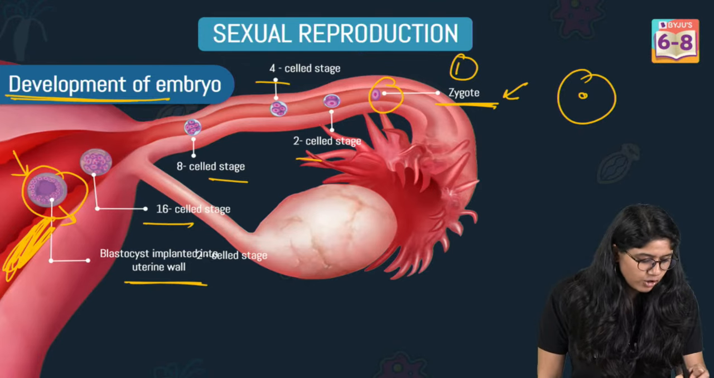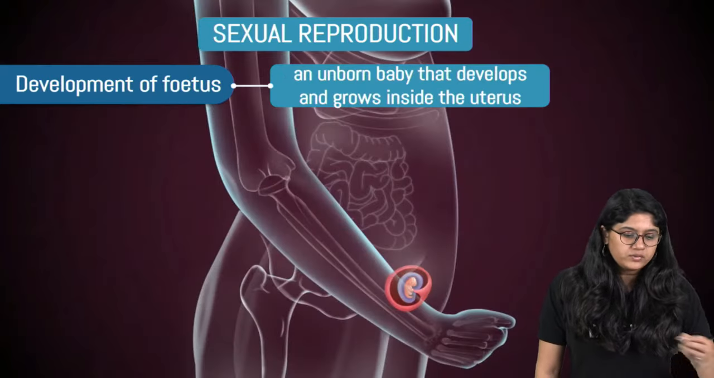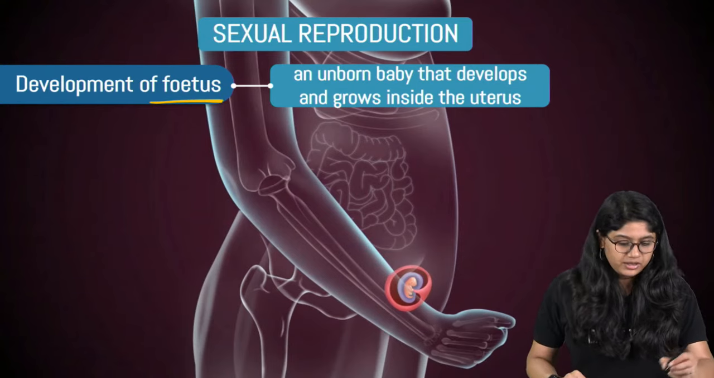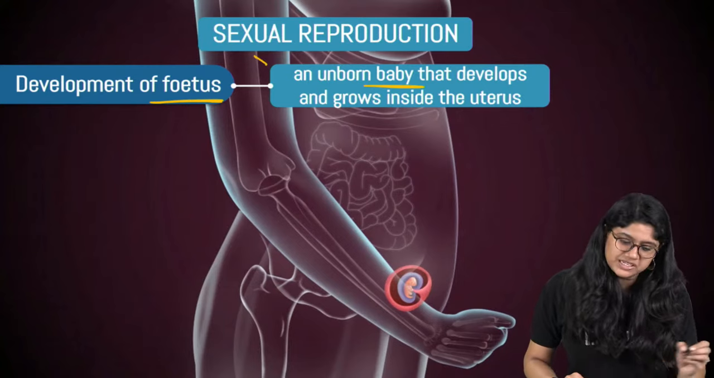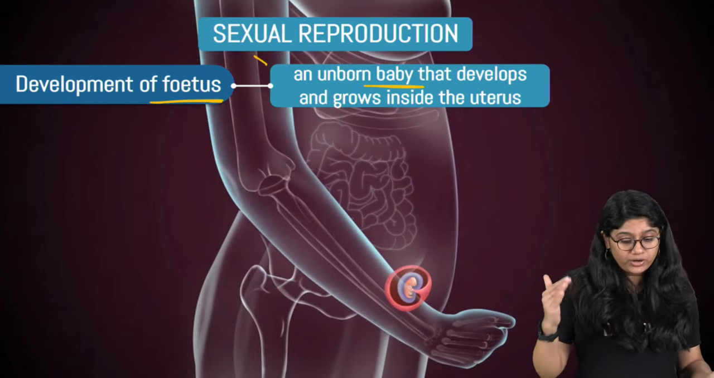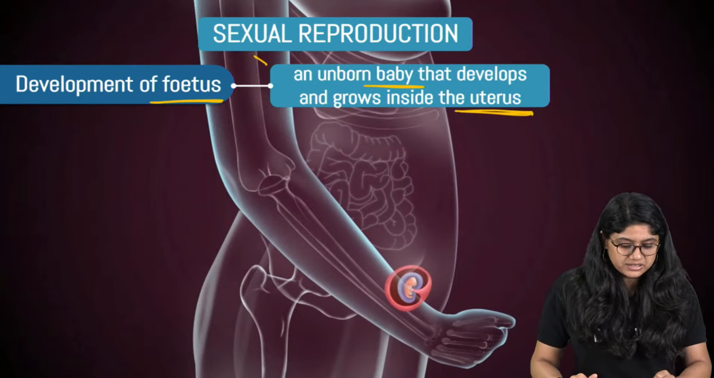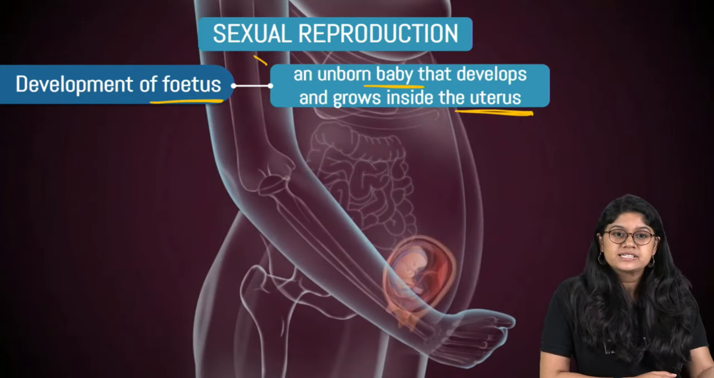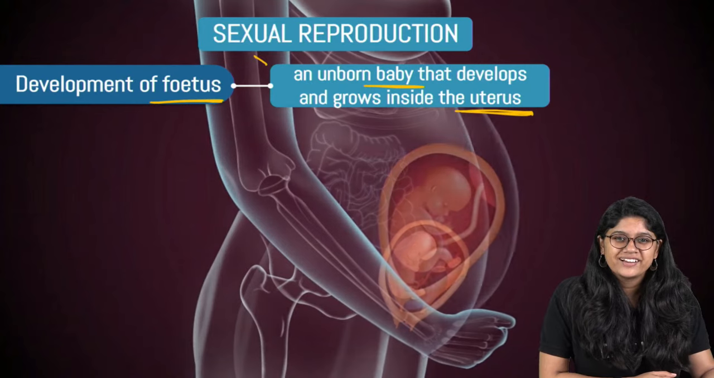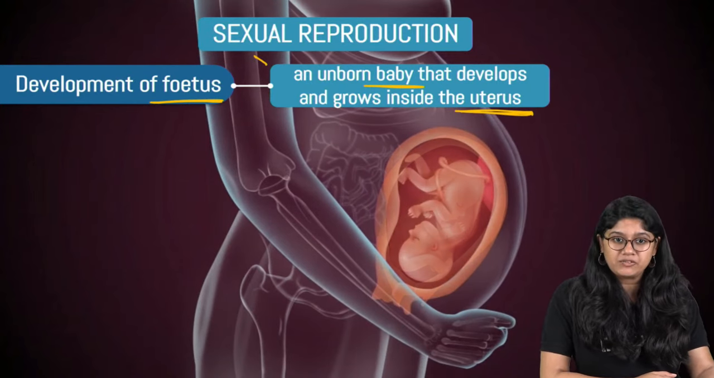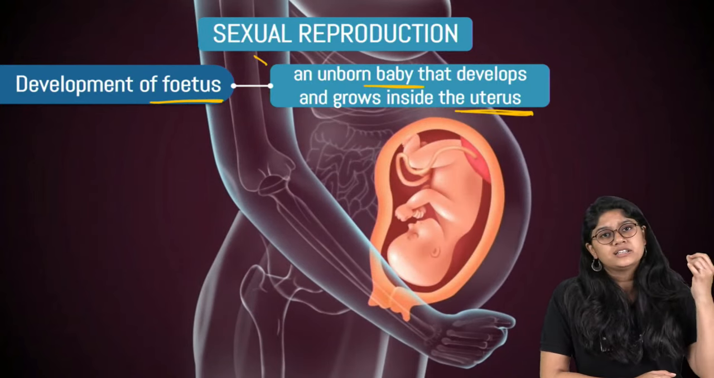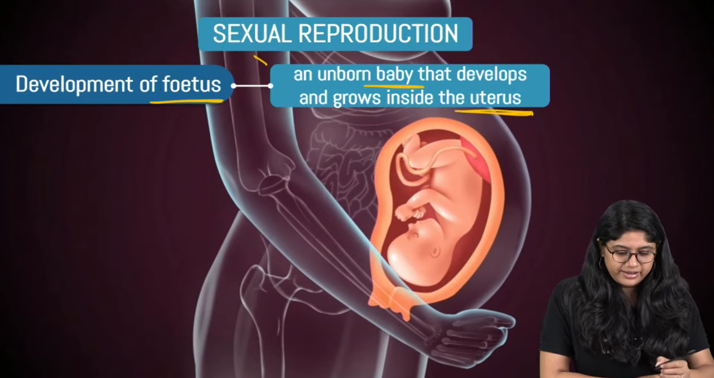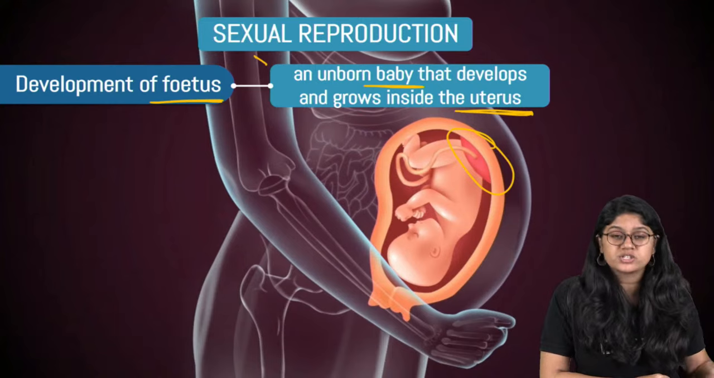The development of the embryo we'll see, and this is how the fetus will be developing in the mother's body. Here we have an unborn baby that will be developing more and more, and of course it will be getting the nutrition from the mother's body only. Clear, everyone? The number of cells will keep on dividing, and slowly we'll see that the fetus will develop.